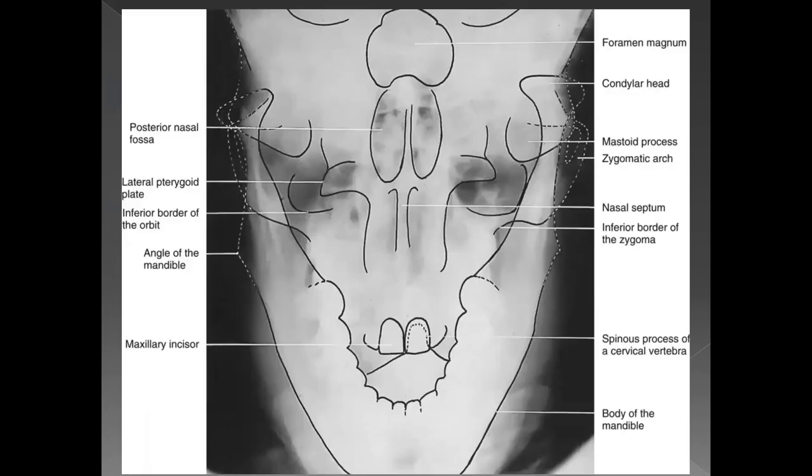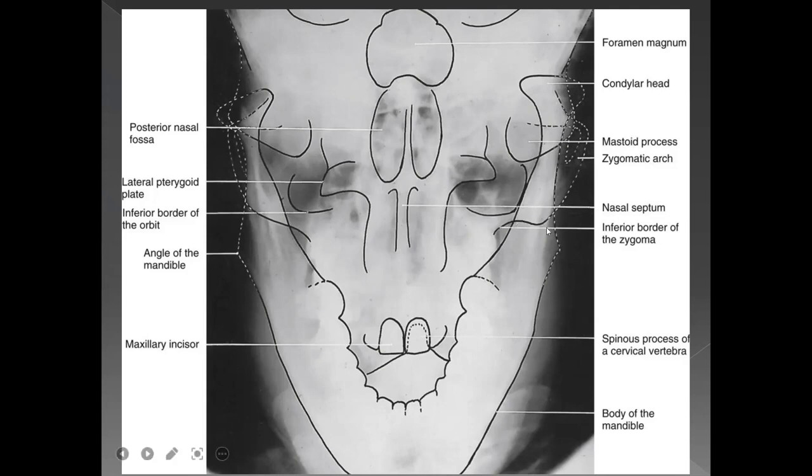So, the anatomy, which you will see over here. Since we are doing it basically for the evaluation of the condylar heads, you can now appreciate the condylar head over here. You can also see the lateral pterygoid plates, but again, that is not the main function of this X-ray. You can see the angle of the mandible, and if there is a fracture of the angle, you can appreciate its lateral or medial displacement. You can also see the maxillary and mandibular incisors somewhat. The body of the mandible can also be seen over here.